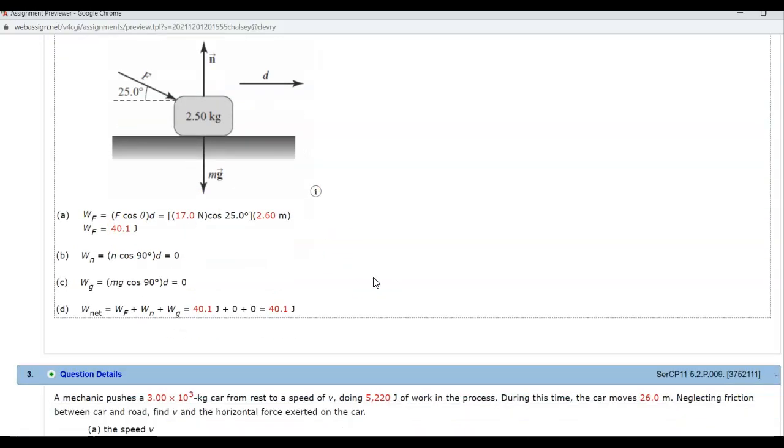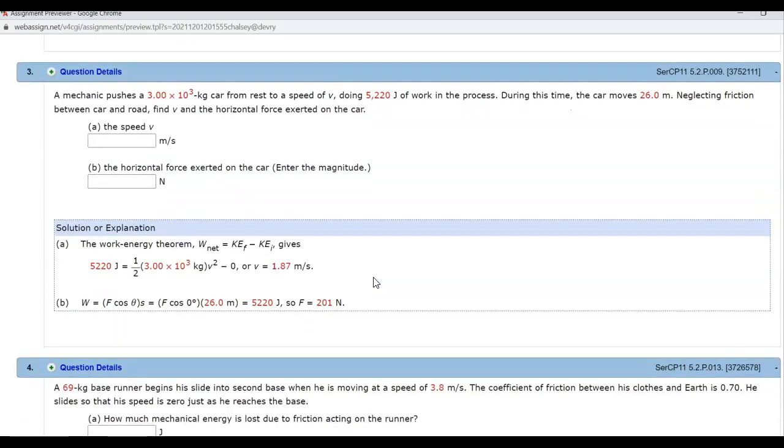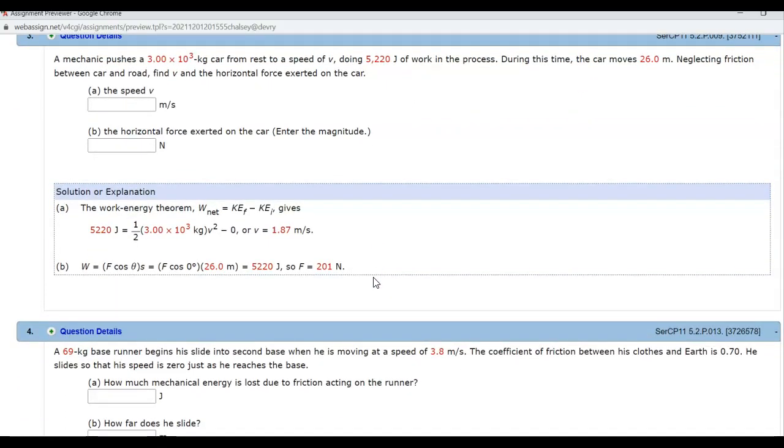All right. Number 3, a mechanic pushes a 3 times 10 to the third kilogram car from rest to a speed of v, doing 5,220 joules of work in the process. During this time, the car moves 26 meters, neglecting friction between the car and the road. Find v and the horizontal force exerted on the car: A, the speed in meters per second, and B, the horizontal force exerted on the car in newtons.